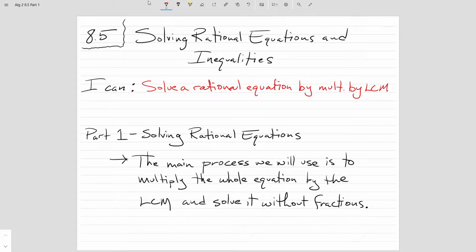Well, we are on the last section of rationals. So, section 5, we're actually going to break up into two parts. Today's video is going to be on solving rational equations, and then tomorrow's video will be on solving rational inequalities. By the time you are done with today's video, your goal is that you want to be able to solve a rational equation by multiplying by the least common multiple, aka common denominator.